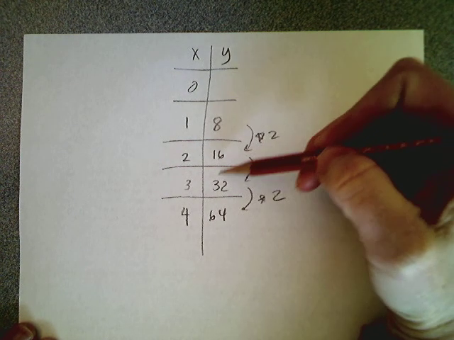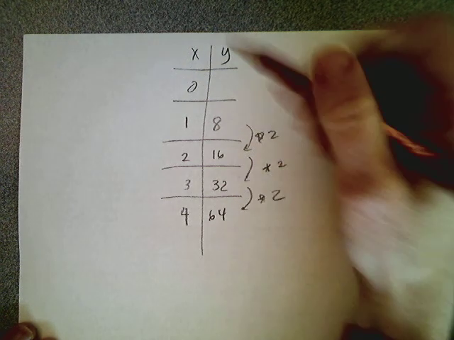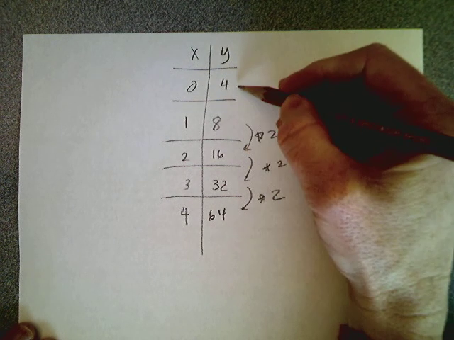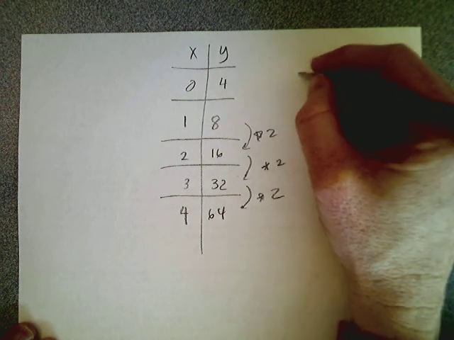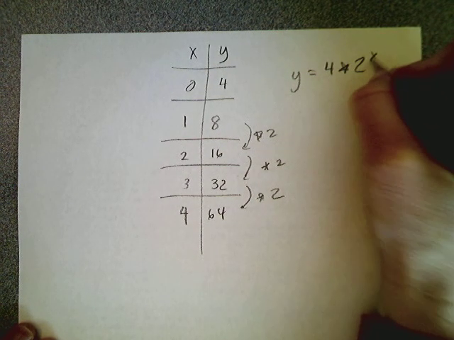So what I can do to work my way backwards to get when x is 0, I'd have to undo all this multiplying by 2 and divide by 2. So again, that 4 will fit in there. So I know my equation could be y equals 4 times 2 to the x.